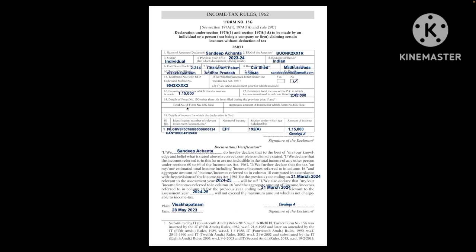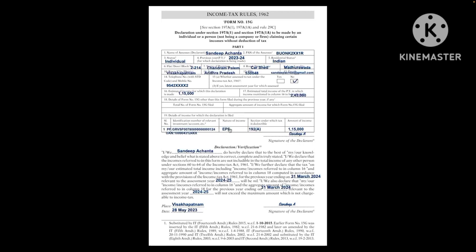In field number 18, if you have submitted any Form 15Gs earlier for fixed deposits like that, you have to mention those details. Under total number of Form 15Gs filed, you have to mention the number of Form 15G copies you have submitted. And the aggregate amount of income for which Form 15G is filed. Here mention the amount for which you have submitted the Form 15G. If you haven't submitted any Form 15Gs in the current financial year, then there is no need to fill field number 18.